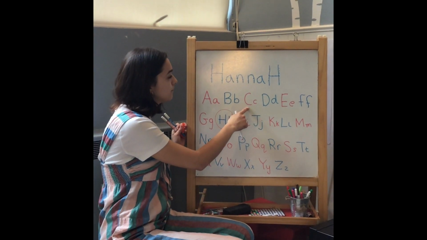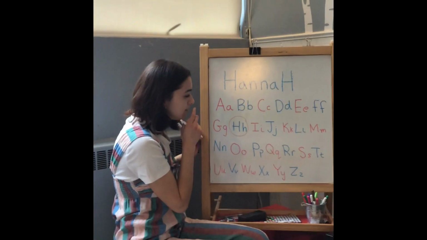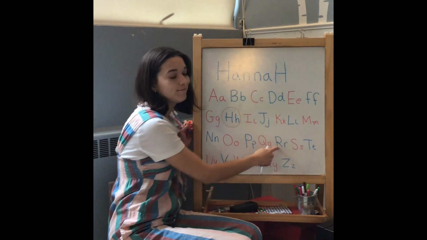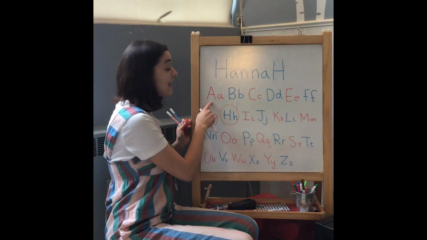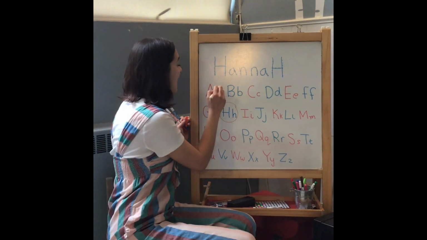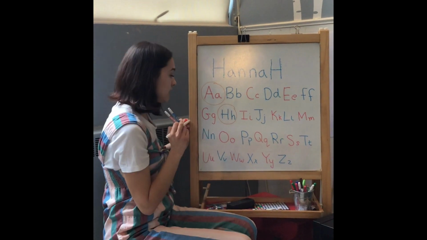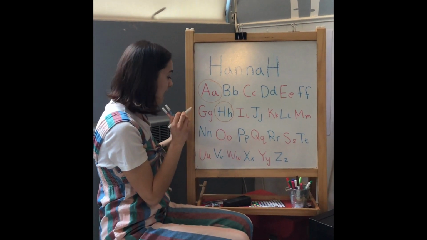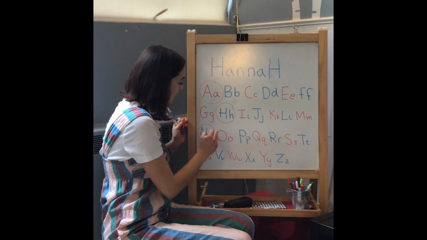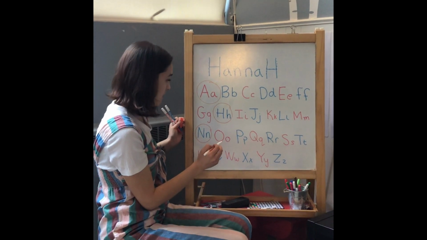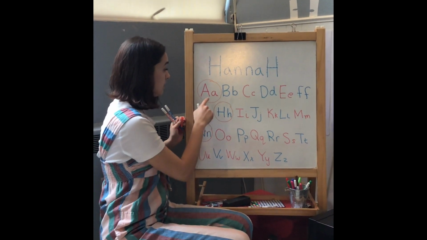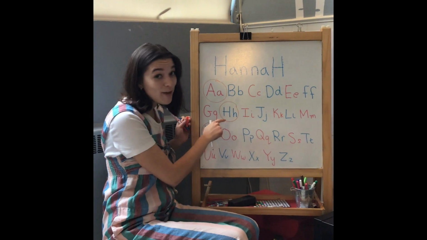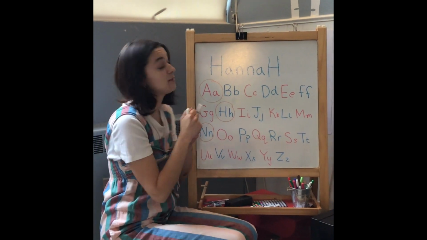Do I have a C in my name? No. Do I have an R in my name? No. Do I have an A? Yeah, I have an A in my name. Okay, so I'm going to find H-A, Han, N. And I have 2 N's, 2 A's, and 2 H's. So that completes my name.